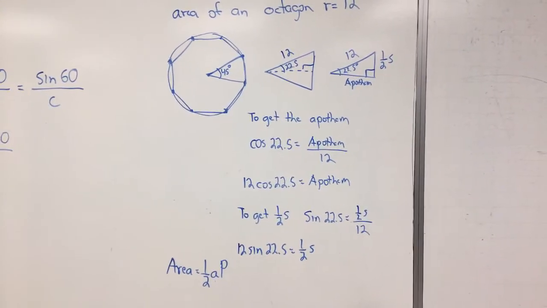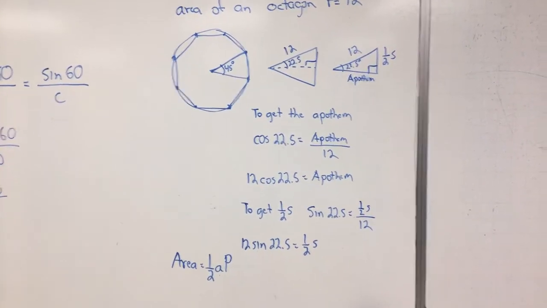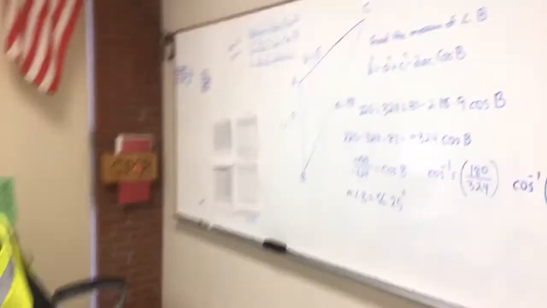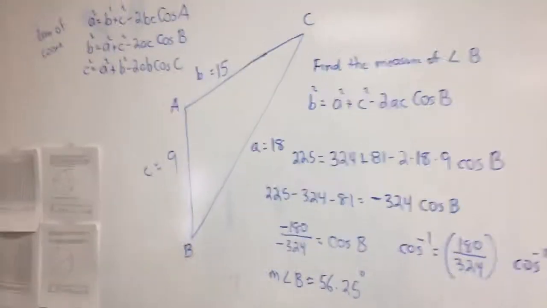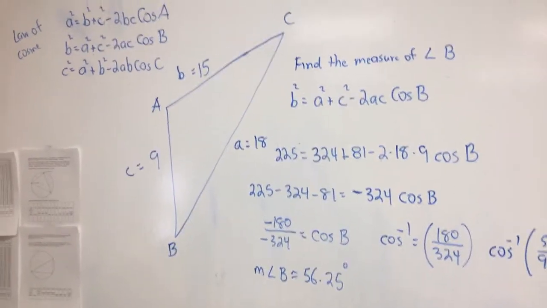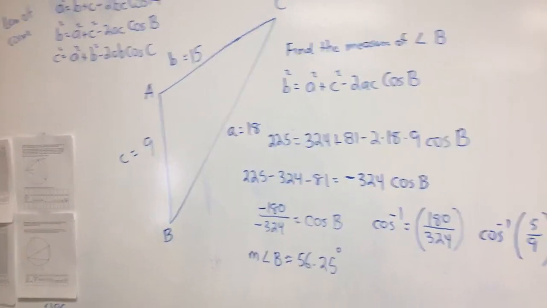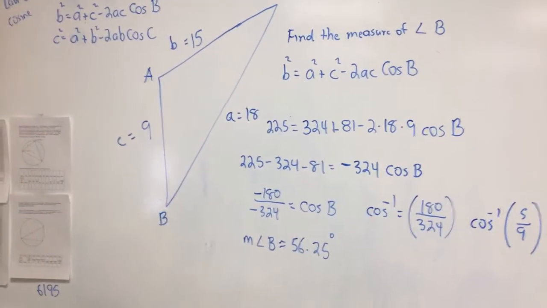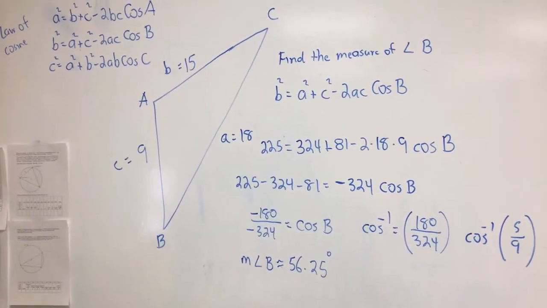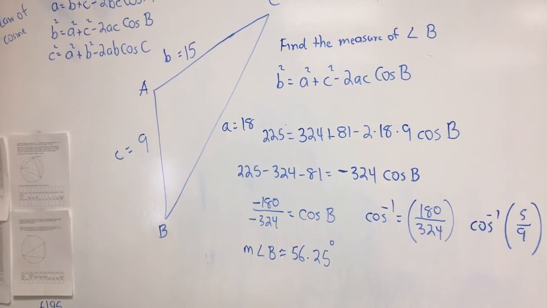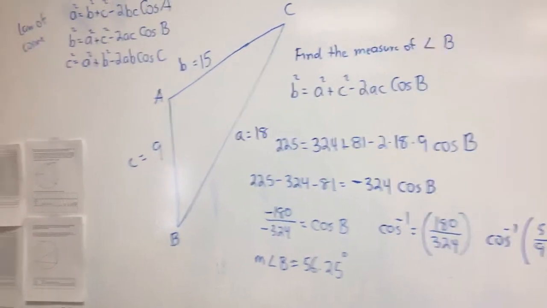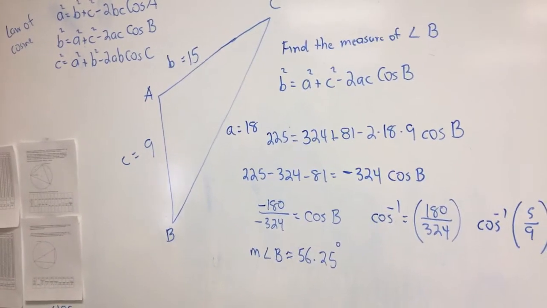That's how you find the area of a regular polygon. This is where your right triangle trig ratios come in. If you have a triangle that is not a right triangle, then you can use the law of cosines or the law of sines depending on what information you have, okay? If you don't have the measure of an angle and you've got all 3 sides, law of cosines is kind of what you're stuck with, okay? Or if you have 2 sides and an included angle, the law of cosines is what you're stuck with, okay?